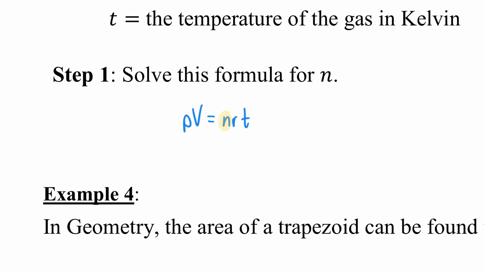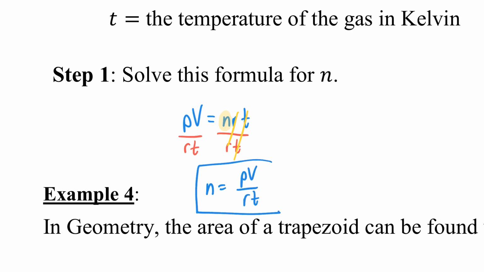This is actually pretty easy. If you're going to solve for n, you just need to undo what's being done to n here. In this case, n is being multiplied by R and T. So if we divide out R and T at the same time, that'll give us n. So n is equal to PV over RT. This will be very useful for you when you get to chemistry. This is called isolating a variable. So you're getting a variable by itself, even though there aren't numbers per se.